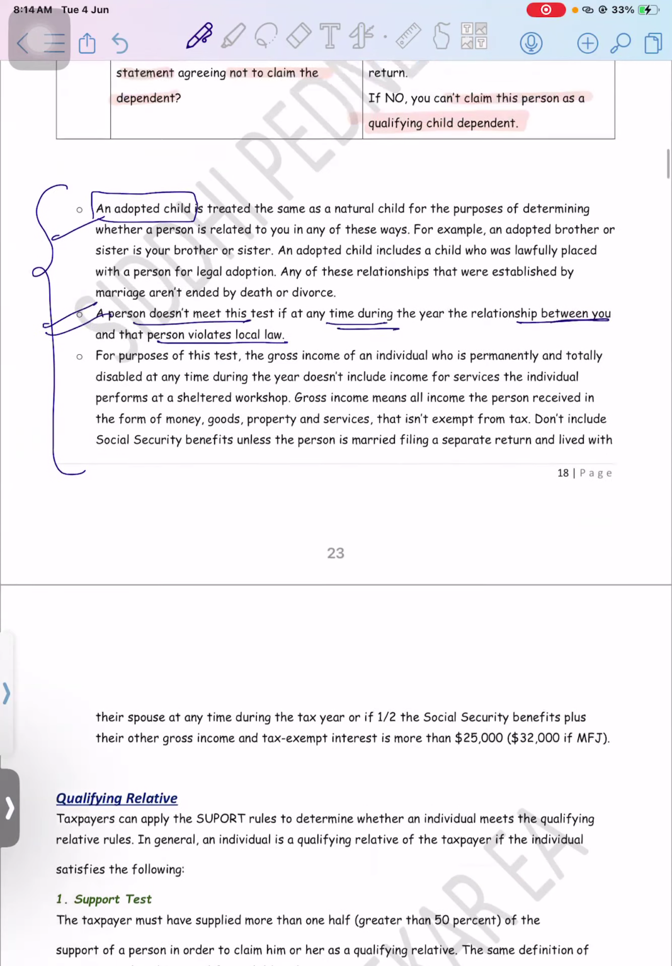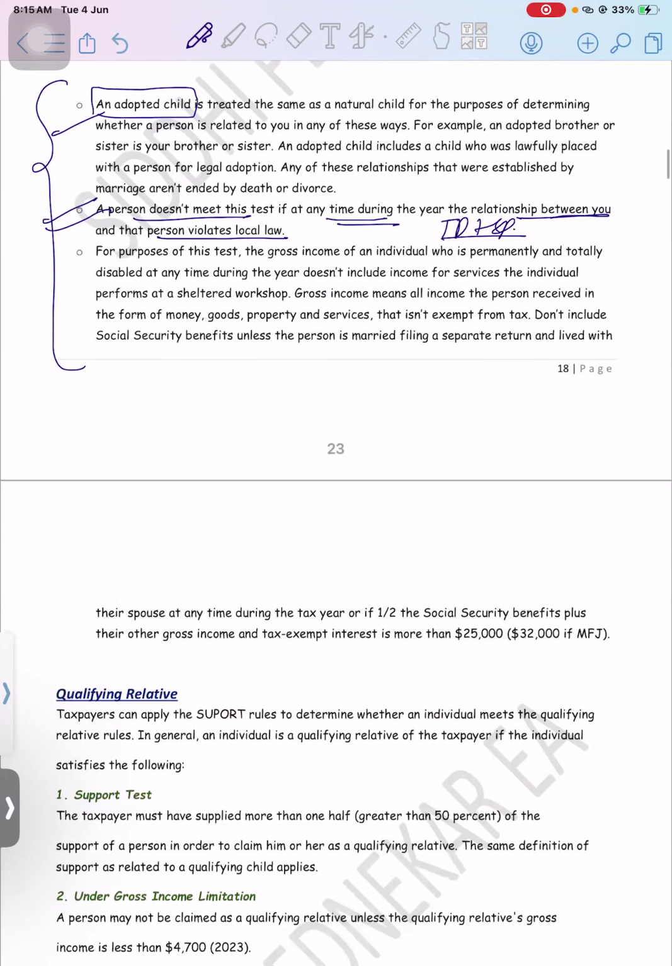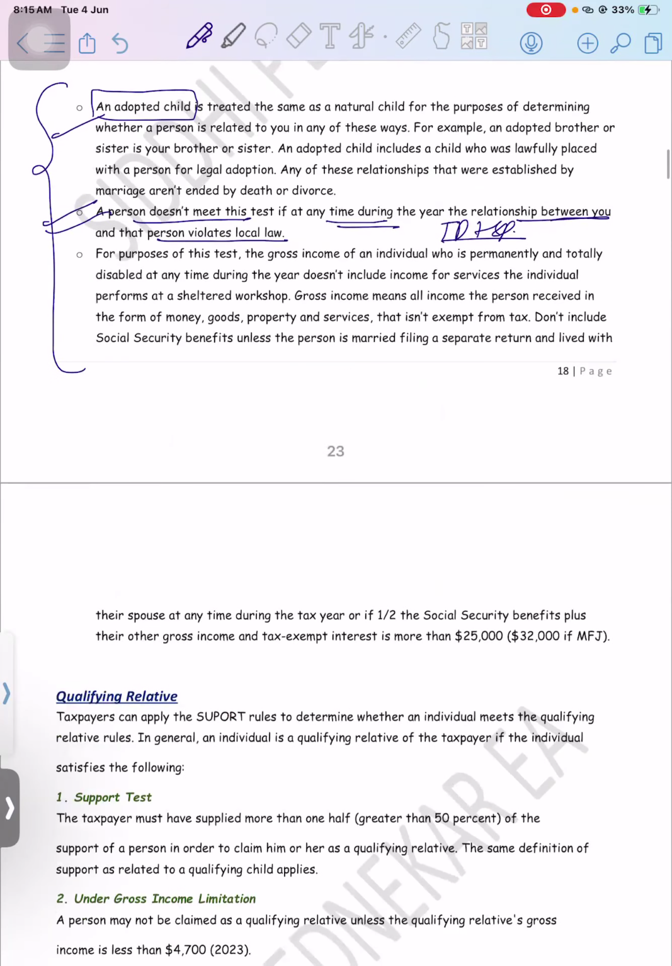A person doesn't meet this test means, for example, if the taxpayer and spouse are not legally married and are living together, then some state law over there, the state rules, are also different. For your EA exam, you have to just remember the federal rules, which we are going to understand in the class. Wherever it is necessary, like when the community property topic comes, where state rules are different, I'll give the example for understanding the state rules.